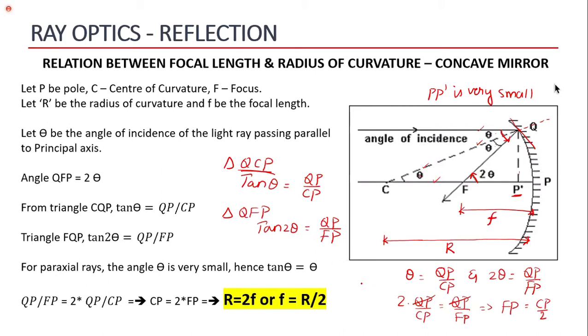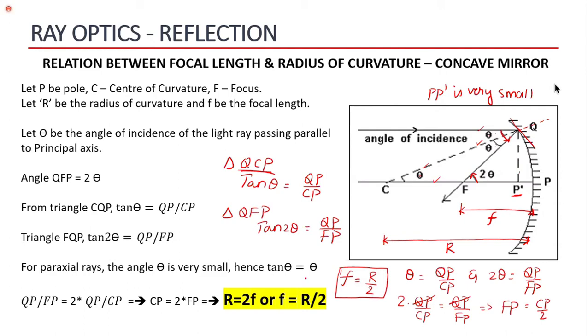FP is nothing but your focal length, and CP is nothing but your radius of curvature. So from that we get a relation: your focal length is half of your radius of curvature. This goes into your formula. A very simple derivation. Very, very simple.